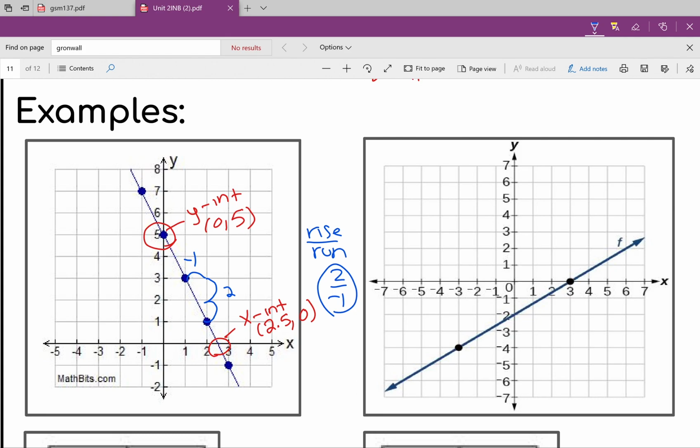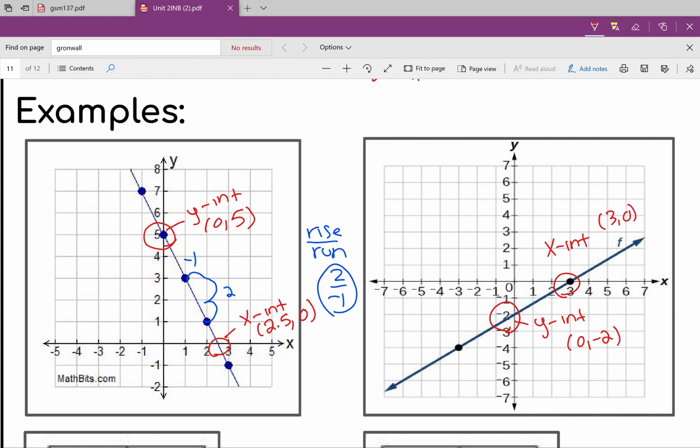Okay, we're going to do the same thing for the second graph. First, I'm going to find the x and y intercepts. So the y-intercept on this graph is right here at negative 2, because that is where the line crosses the y-axis. And we write that as 0, negative 2. And then it also crosses the x-axis at 3, so this is the x-intercept, 3, 0.